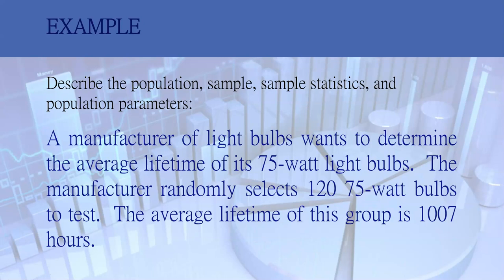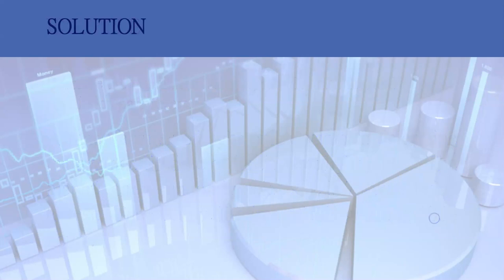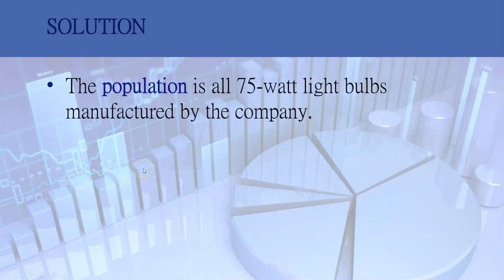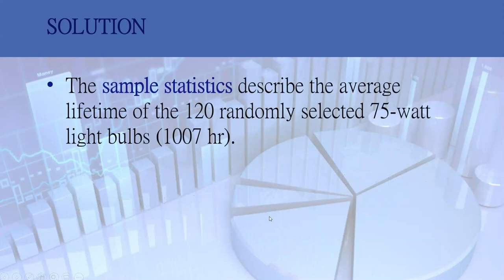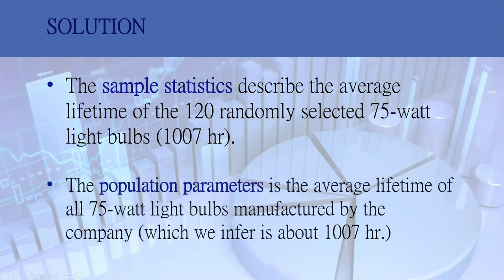From there, we would generalize and say, well, if 120 of them had an average of 1,007, then they probably all have an average of 1,007. And then we apply it to the whole group. We just put the word all in front, and that becomes the parameters. So something like that. Population is all of the light bulbs. The sample is the piece that they chose. The sample statistics is the information that they got from the sample. And the population parameters is the same information, but we apply it to all. So again, population is all, sample is a piece of it.